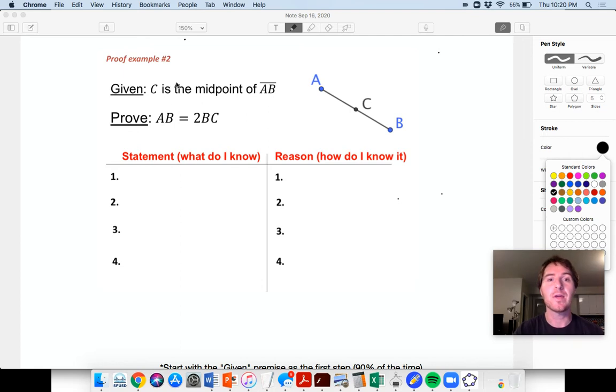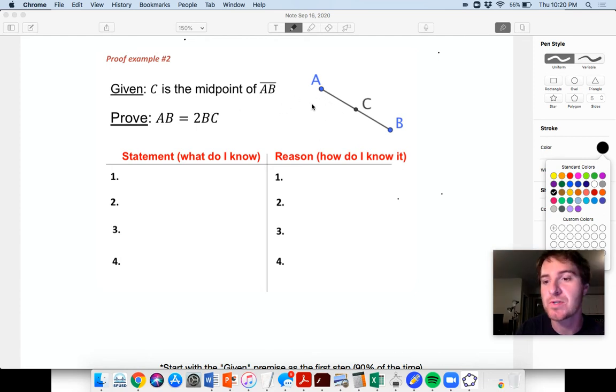Okay, anyways, we got our proof here. Sometimes it's helpful to go through what our game plan of the proof is. This proof is, if C is the midpoint of segment AB, then we want to prove that AB must be equal to 2 times the distance BC, right? Distance B here, C here.